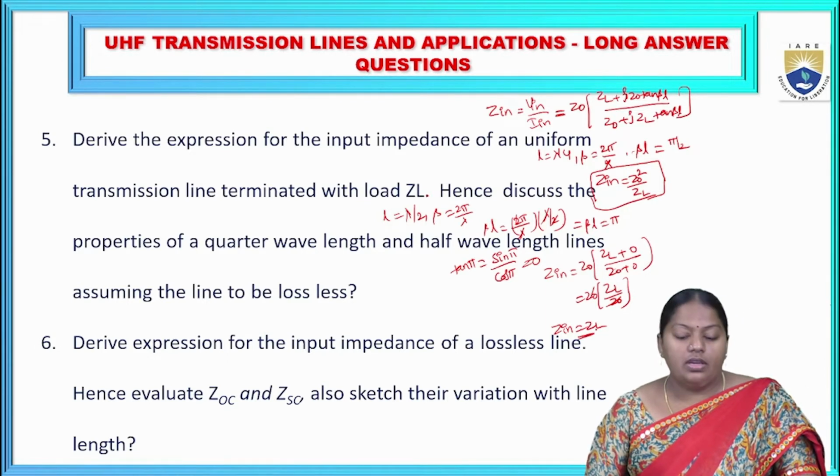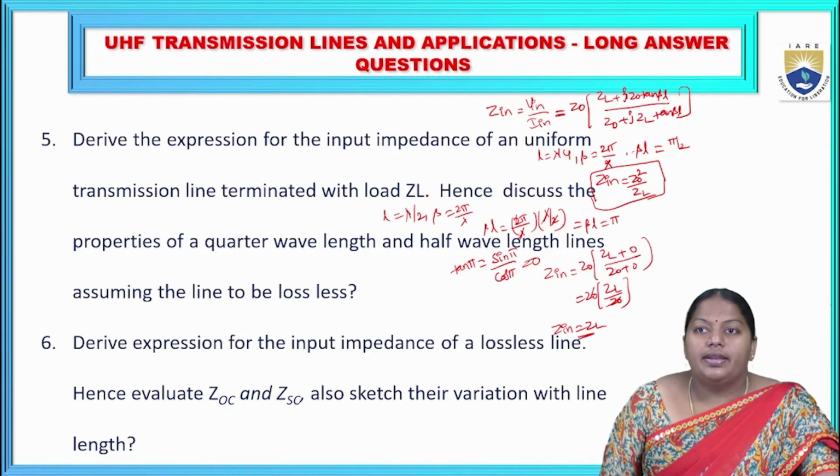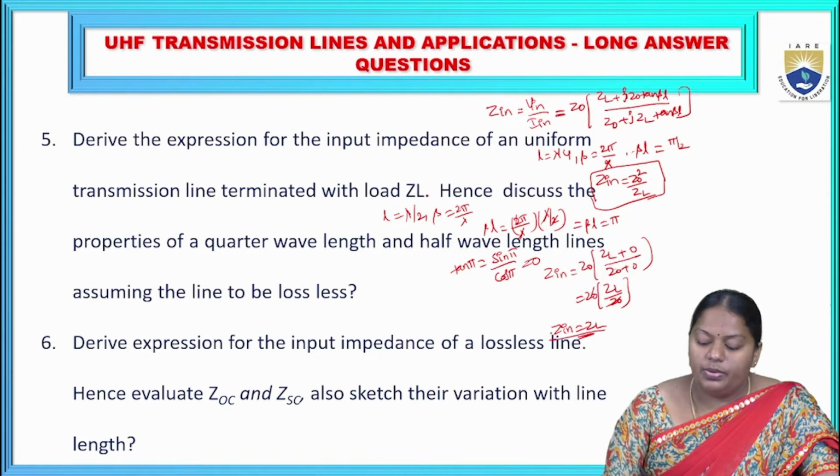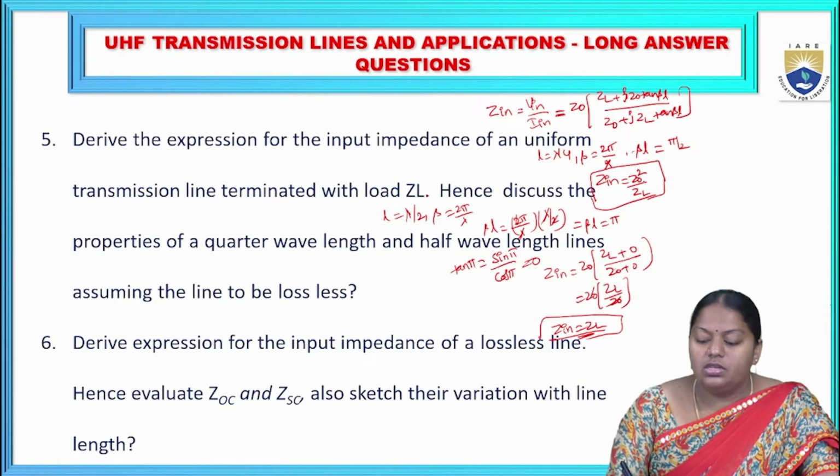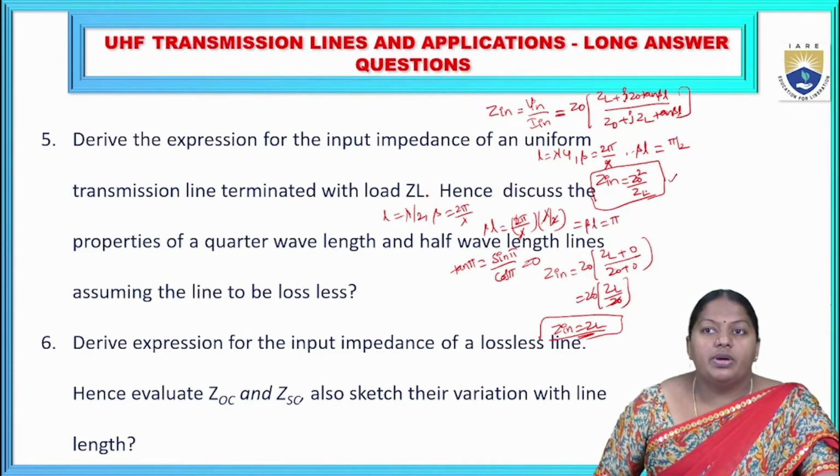This is the case for the half wavelength line: the input impedance and the load impedance are exactly the same. And for quarter wavelength lines, Zin is equal to Z0 square by ZL.